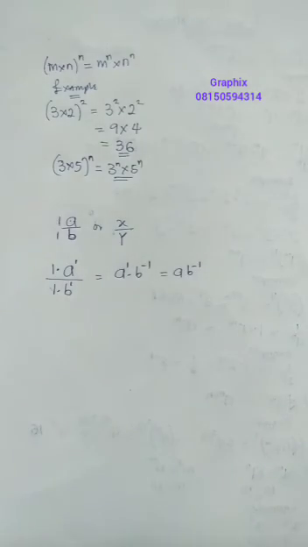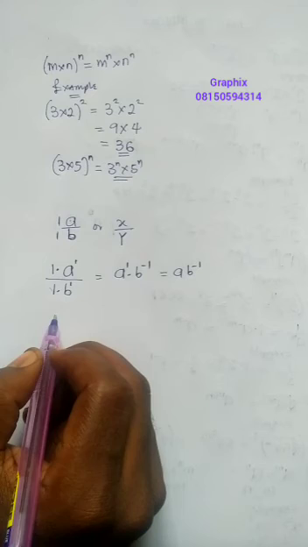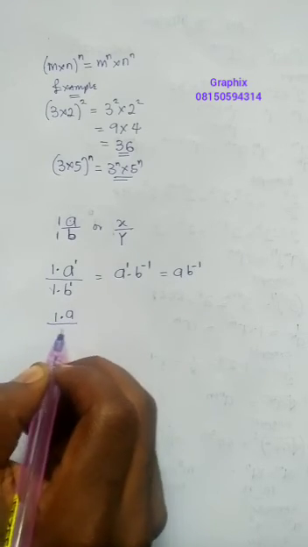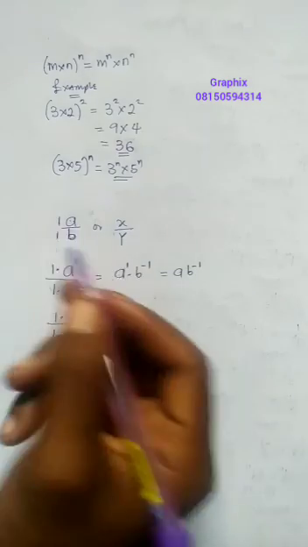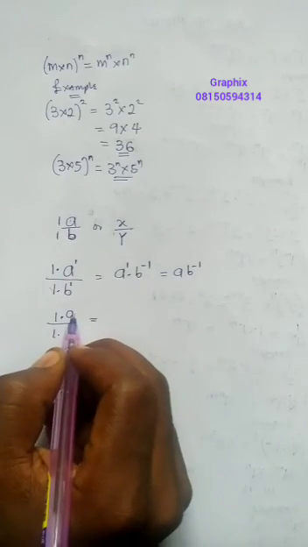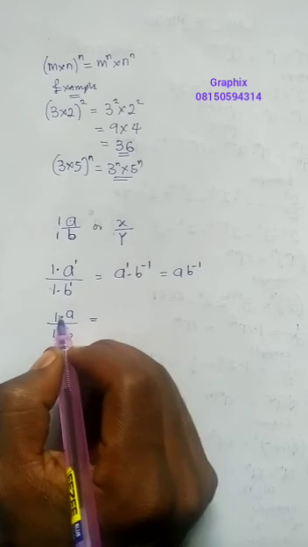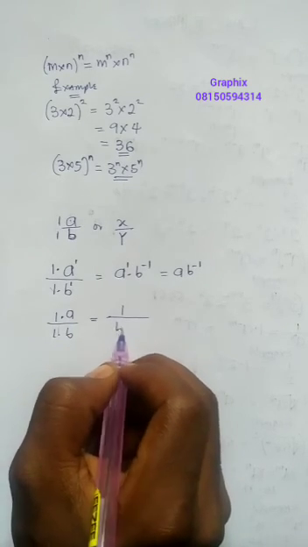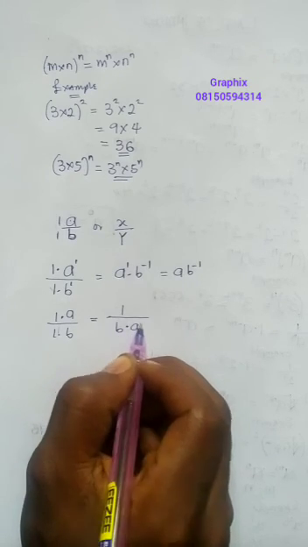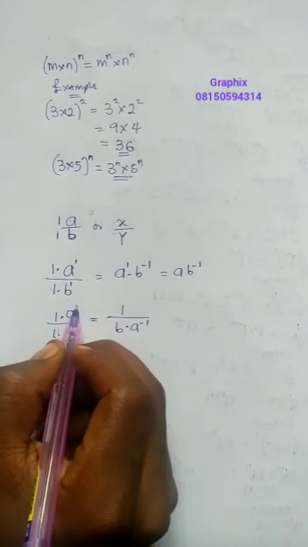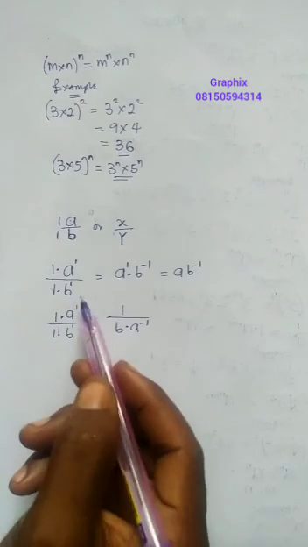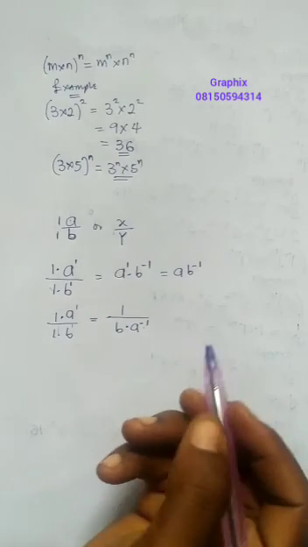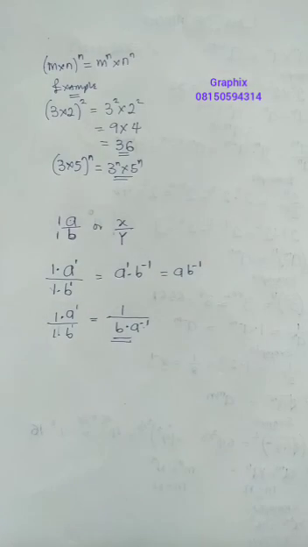Also, if I have 1 times A over 1 times B, which is saying A over B, right? So if my A is coming down, it will be left with the 1, so I'll be having 1 all over B times A raised to the power minus 1, because you know both of them have the power of 1 here. So when the A is coming down, it becomes negative, or when the B is going up, it becomes negative. So you should always remember this. Thank you very much.